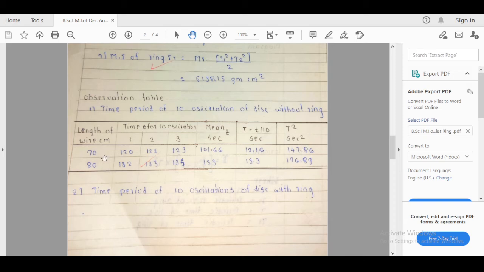Now for the first length, 70 centimeter of the suspension wire. When we put up this length, we have to connect this disc to the rigid support up to the center of the disc. That length should be measured with the help of a meter scale and kept as 70. Now we have to measure the time period for 10 oscillations.